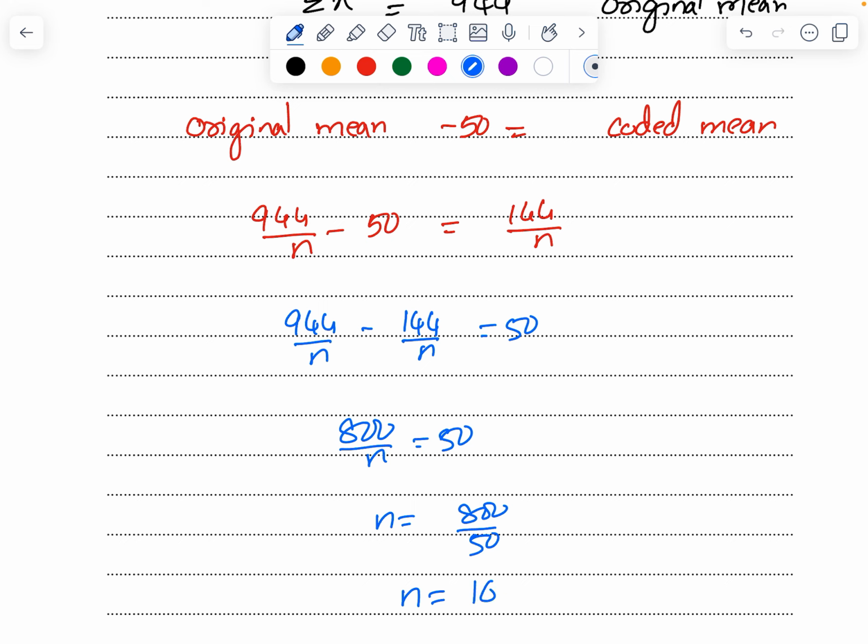So what is the value of n? I will be getting the value of n as 16.